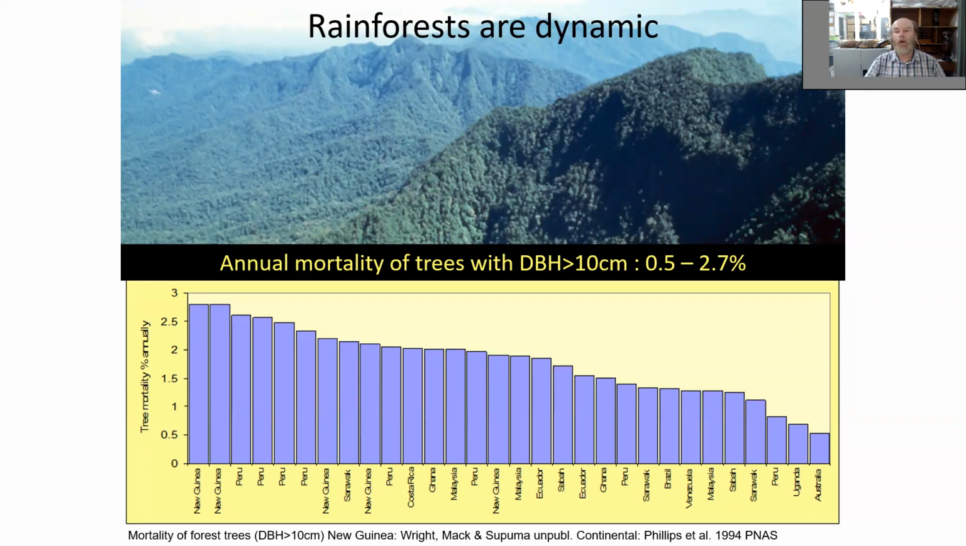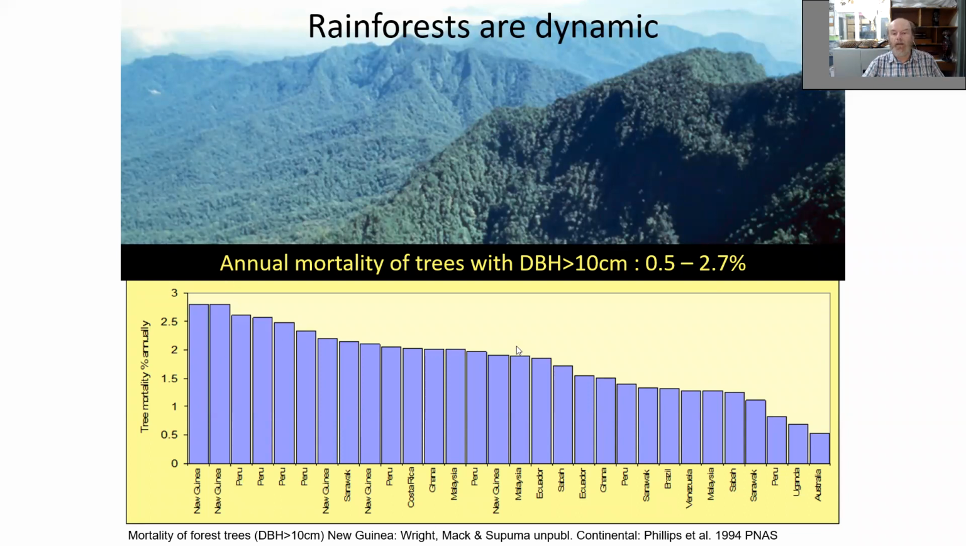Okay, it might seem like low numbers, but you have to think that if you have 1% mortality, that means that the average lifespan of such a tree is 100 years. That's basically the reciprocal value of the percentage mortality. If you have 2% mortality, that's only 50 years. So the average tree will only last 50 years. So that's a pretty dynamic system.